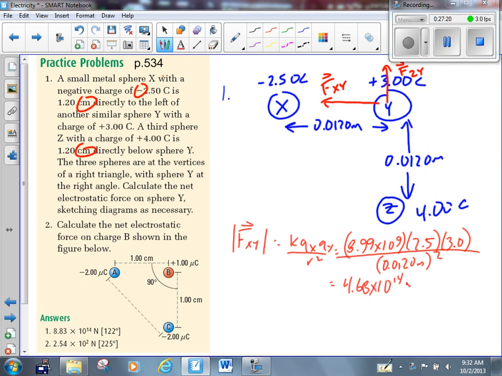That's a big force. Can anybody suggest to me why that's such a big force? What do we usually deal with when we're dealing with these questions? What are the charges usually like? Well, microcoulombs or even nanocoulombs, right? This is coulombs. So these forces are going to be big because the charge is massive, right? We're dealing with coulombs here. Okay, let's calculate Fzy now.